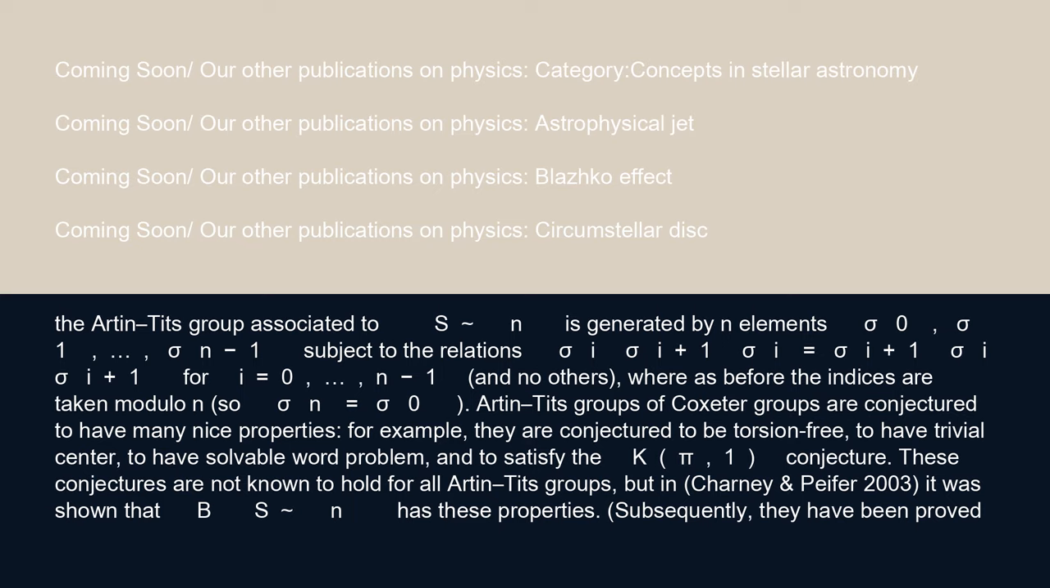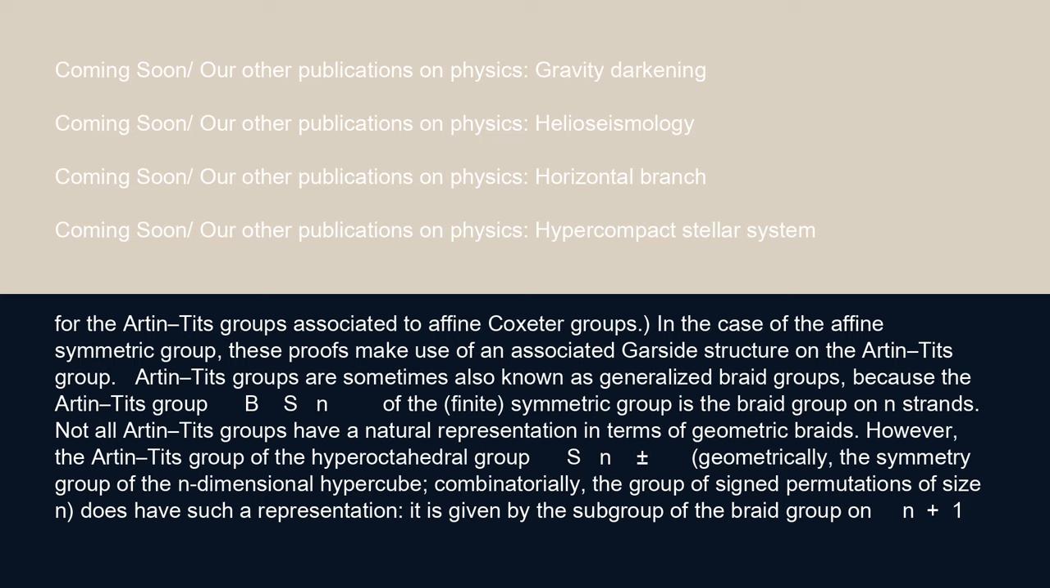Artin-Tits groups of Coxeter groups are conjectured to have many nice properties. For example, they are conjectured to be torsion-free, to have trivial center, to have solvable word problem, and to satisfy the K(pi, 1) conjecture. These conjectures are not known to hold for all Artin-Tits groups, but in Charney and Pfeiffer 2003, it was shown that B_{S_n} has these properties. Subsequently, they have been proved for the Artin-Tits groups associated to affine Coxeter groups. In the case of the affine symmetric group, these proofs make use of an associated Garside structure on the Artin-Tits group.